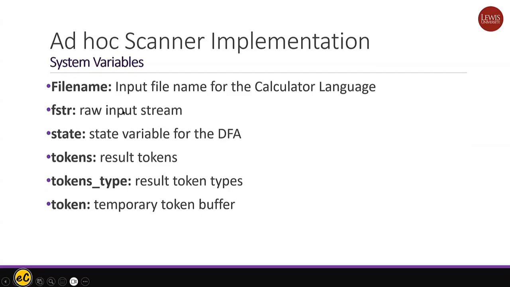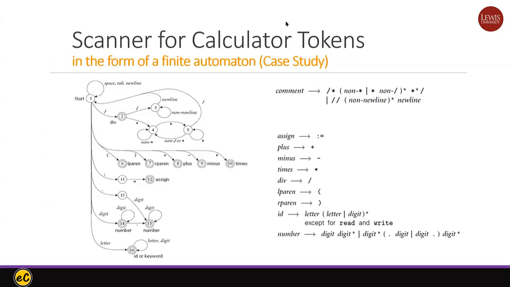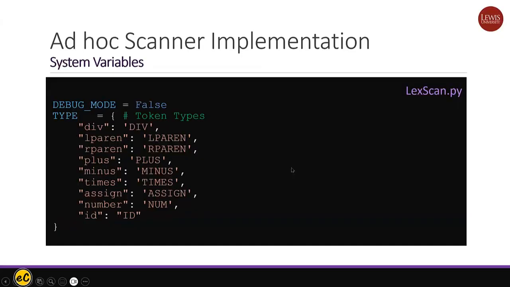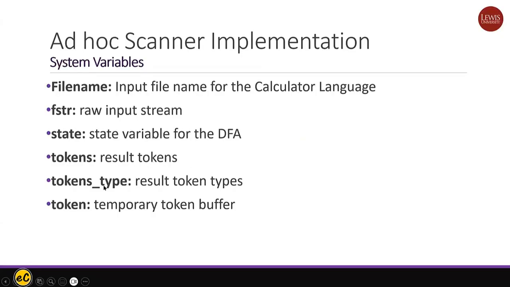So you have a file name and then an input string, and then you are going to create the state variable for the DFA. State variable means where you are in the finite state machine. So you see some number, you go to numbers. You see some parentheses, you go to the parentheses. So the different states. And then you have the tokens and token types. These are the output strings that you create.